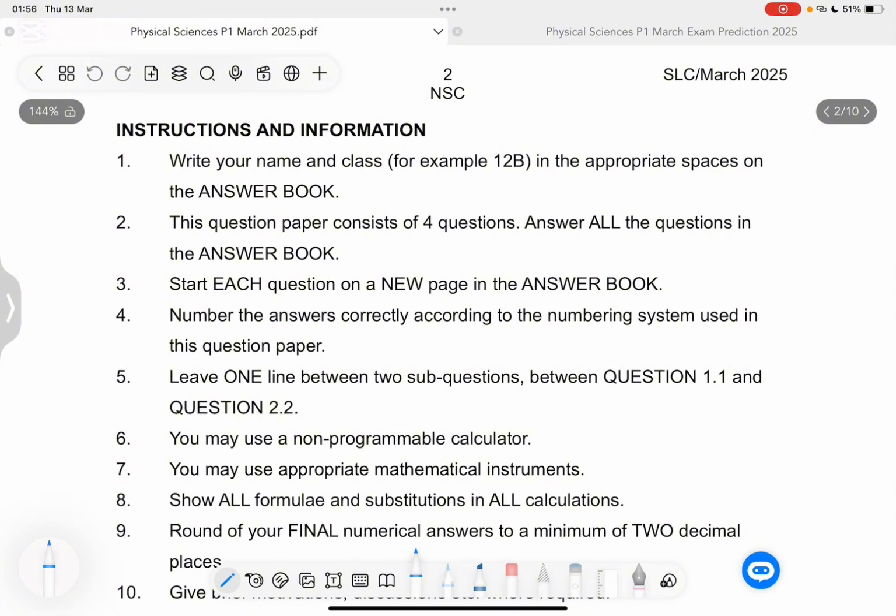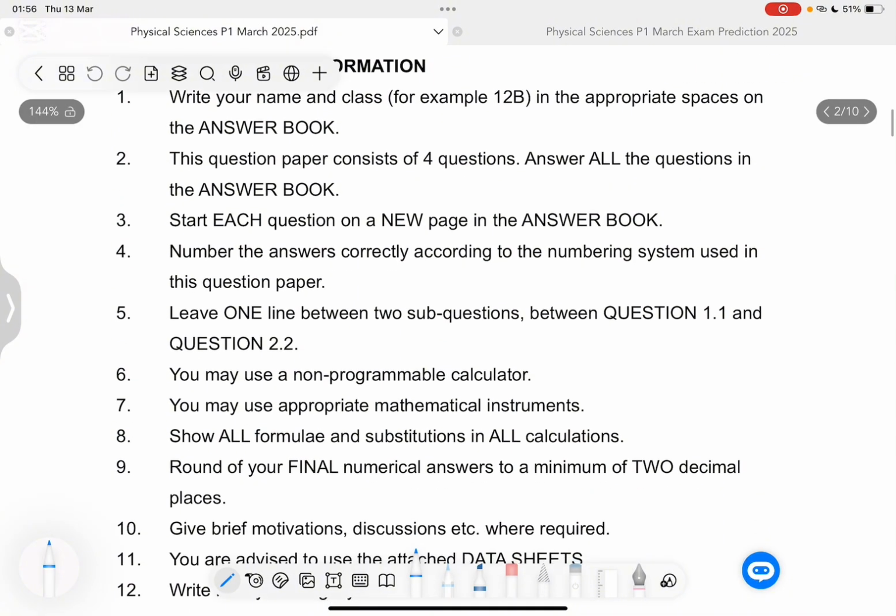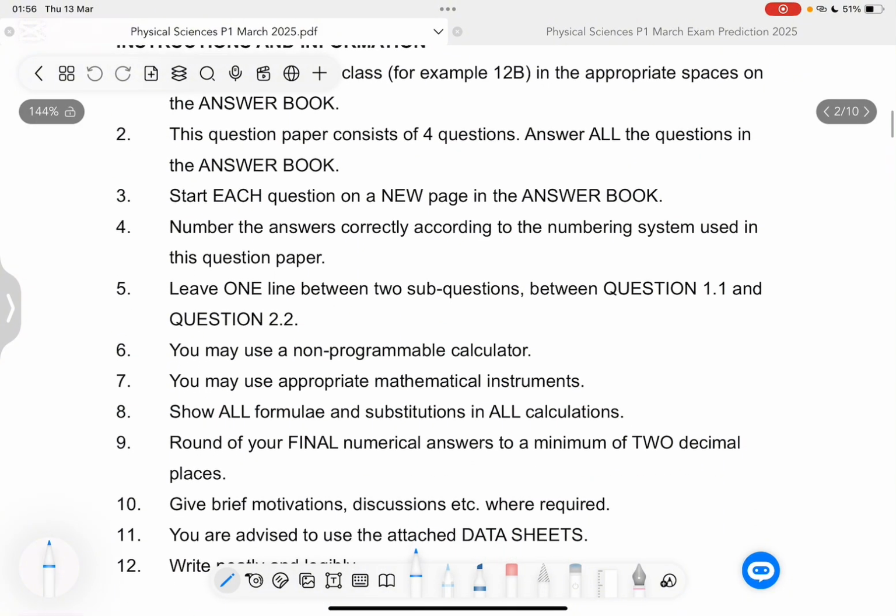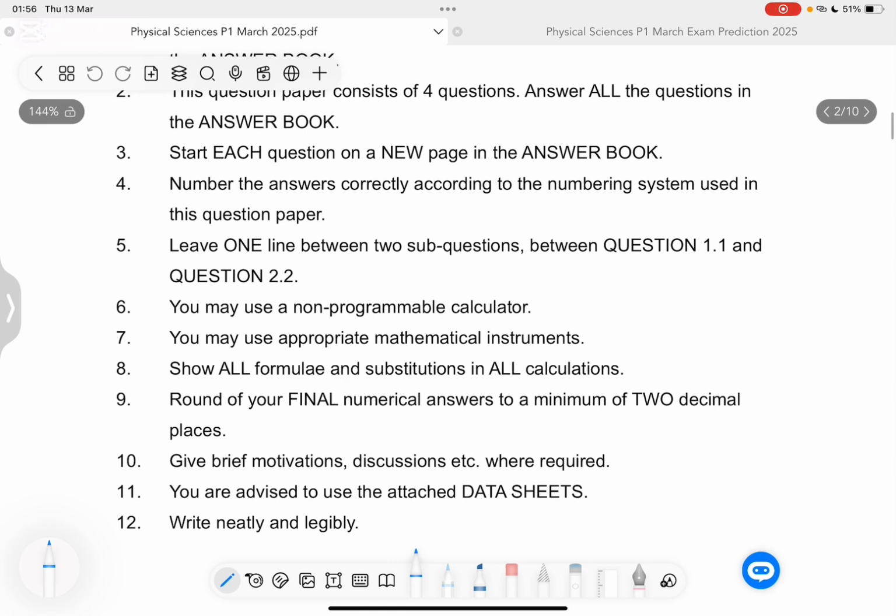On the instructions and information of this question paper, I will advise that you read this information before you go to the exam. And when you get to the exam, do not waste time reading this information. Prepare this information before entering the exam.